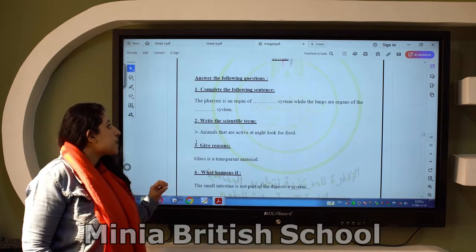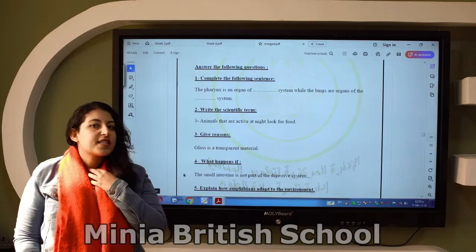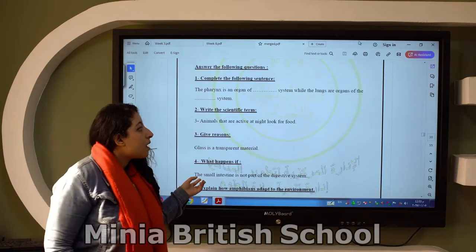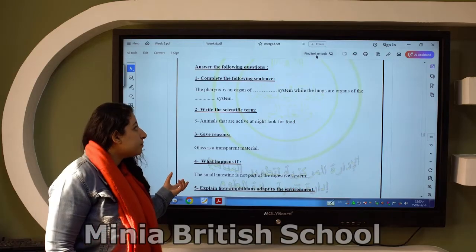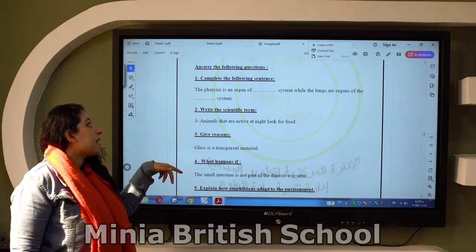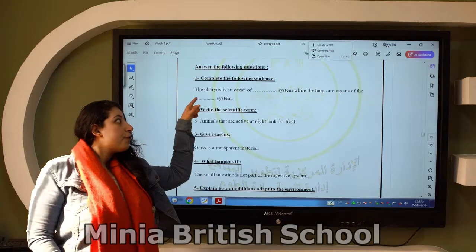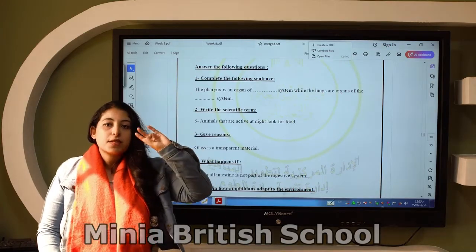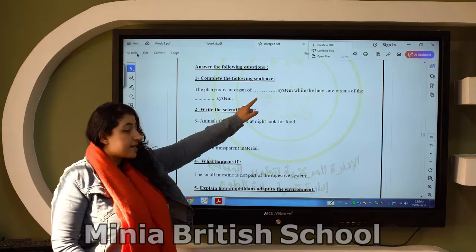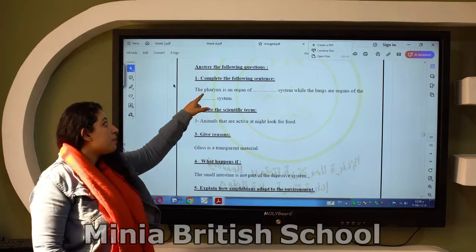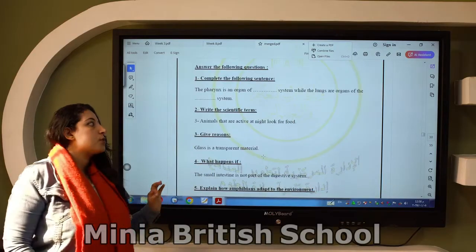Test 2 in week 8. The pharynx is an organ of what system? Pharynx in digestive system only. Lungs are organs of what system? Lungs are organs of the respiratory system. Pharynx is also called throat. So pharynx or throat is in the digestive and respiratory system, both. I can say digestive system, I can say also respiratory system. Why? Because pharynx or throat is found in the digestive system and the respiratory system also.